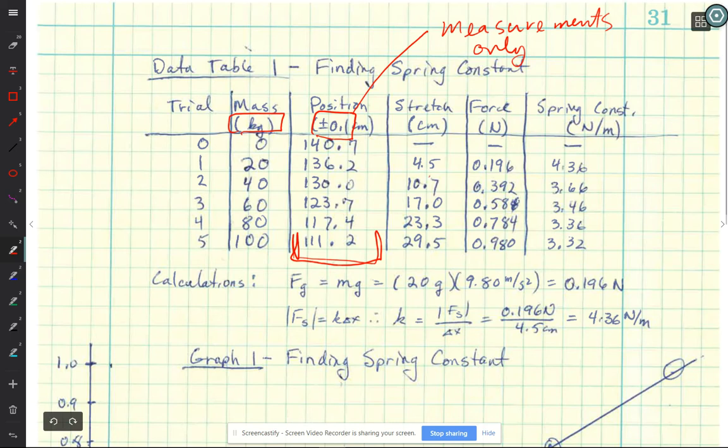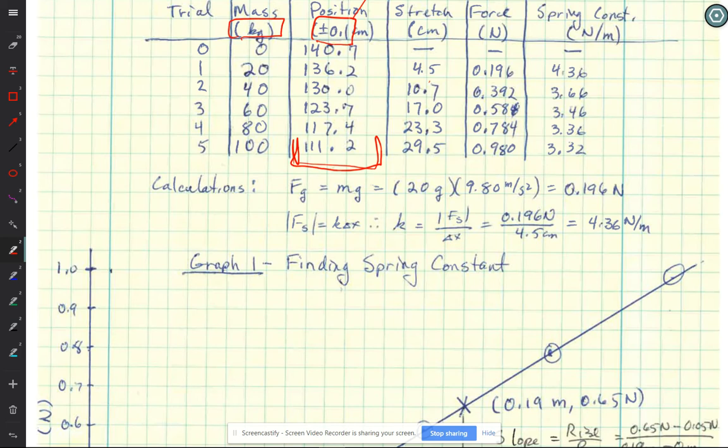The stretch is calculated from the position. Because it's calculated from the position, I didn't put a plus or minus there. We're only putting the plus or minuses with the measured values. After that, we're just going to use our significant figure rules to keep track of how many digits we put in our numbers. And so I have my calculations here. This one does have one too many significant digits because there's only 2 here and I put 3 there.